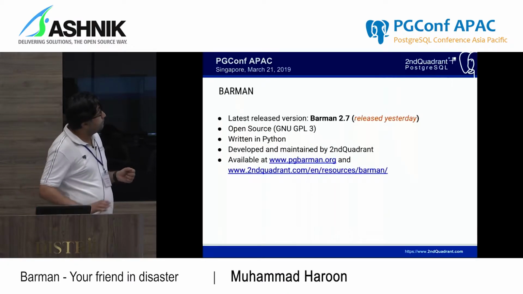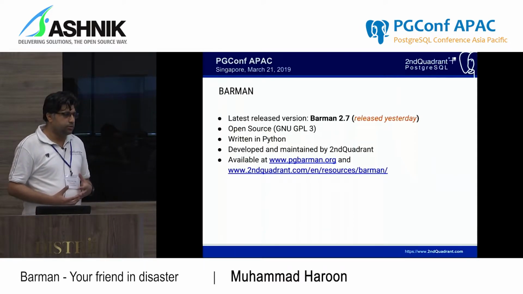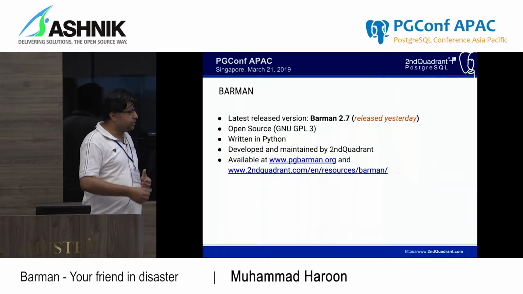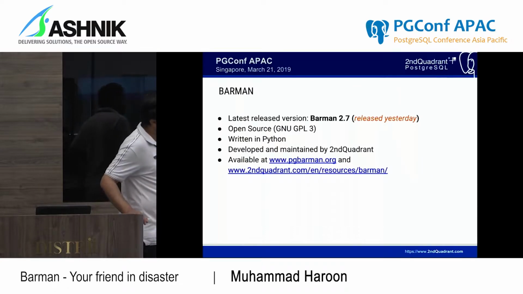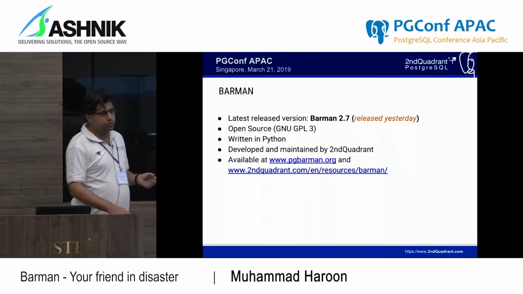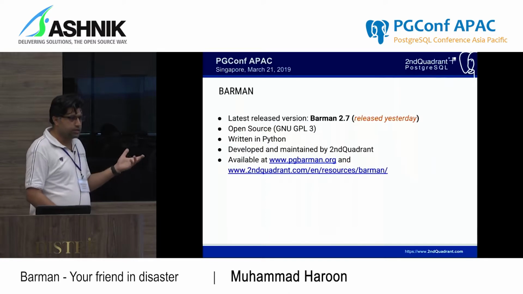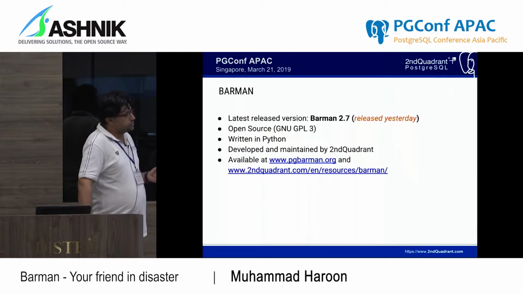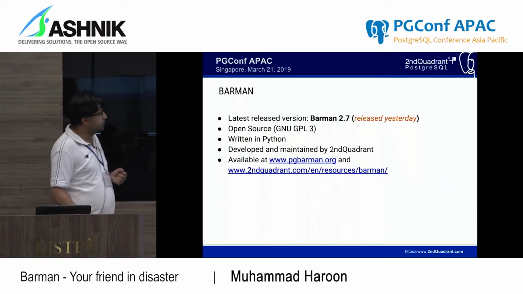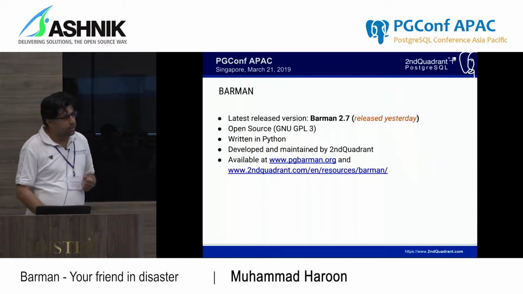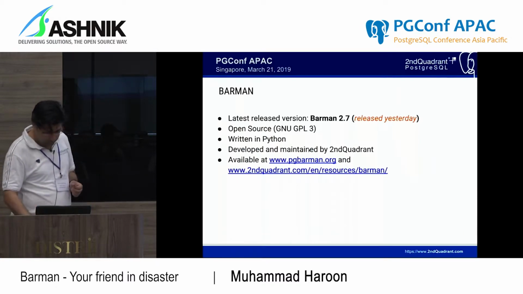So where does Barman come into this picture? The architectures that we just looked at and the problems that we just defined, the RPOs and RTOs, and the idea that we need to reduce them in order to achieve higher business continuity, Barman is something that will help you achieve that. The current version available for Barman is 2.7. It was released last evening. The license is GPL3. It's written in Python, so of course you can expect some performance out of it. It's developed and maintained by 2ndQuadrant, and those are the links where it is available, and you can of course look for further information there.